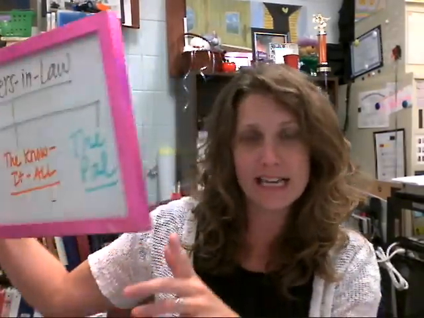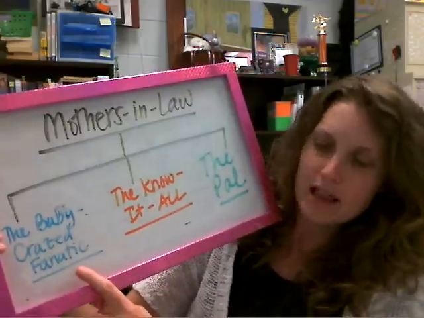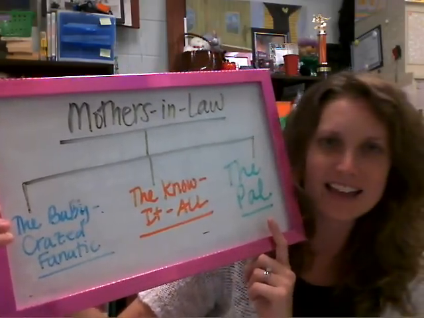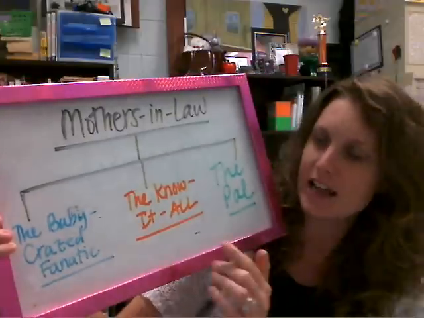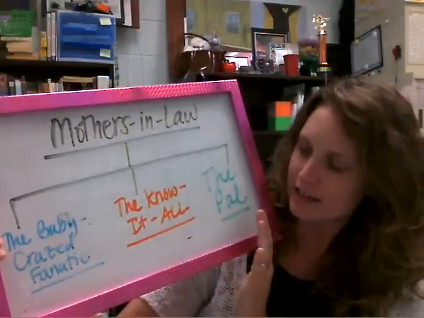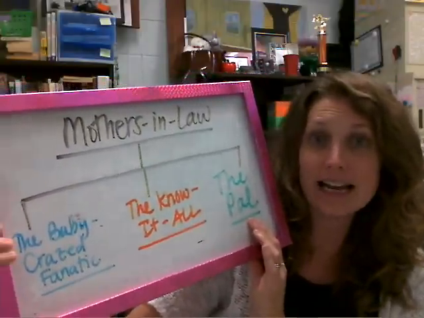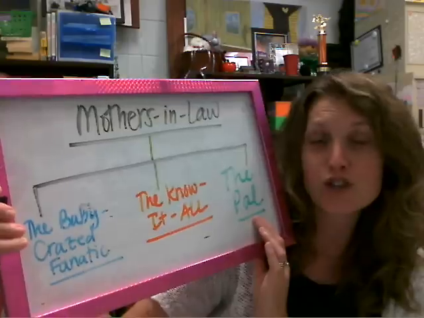Use fun, exciting, and humorous names to draw your reader in and keep them reading. For example, the baby craze fanatic, that's fun and interesting. Generate really exciting category names so your reader isn't bored to death.